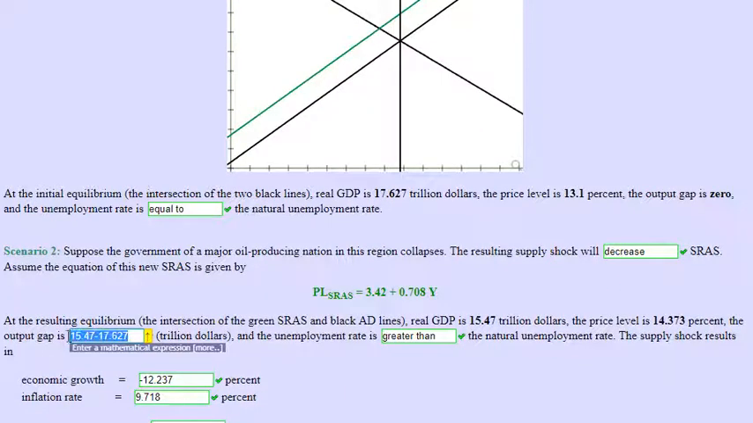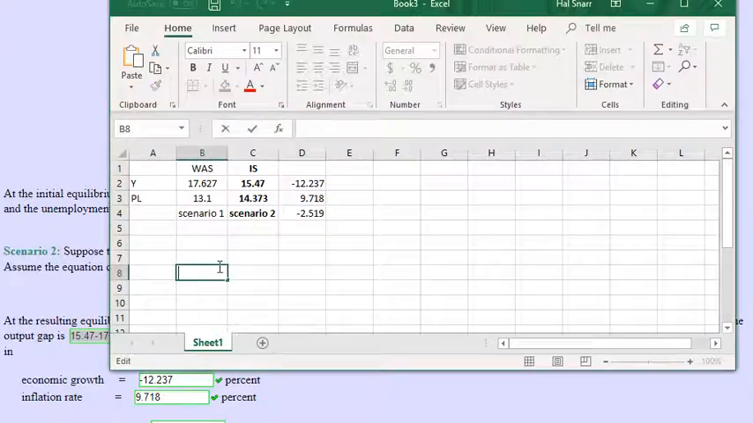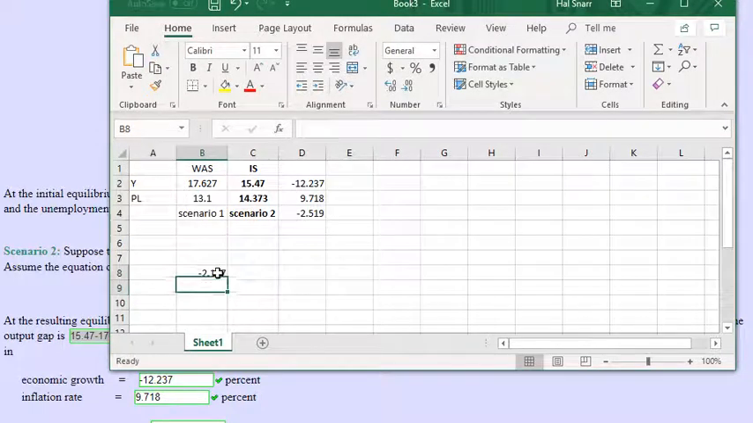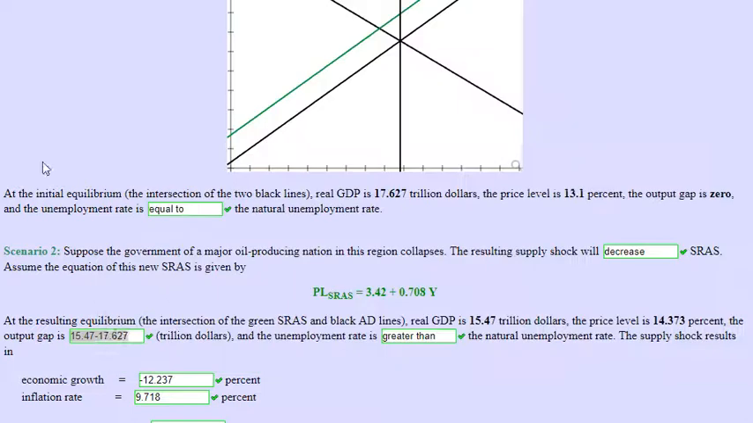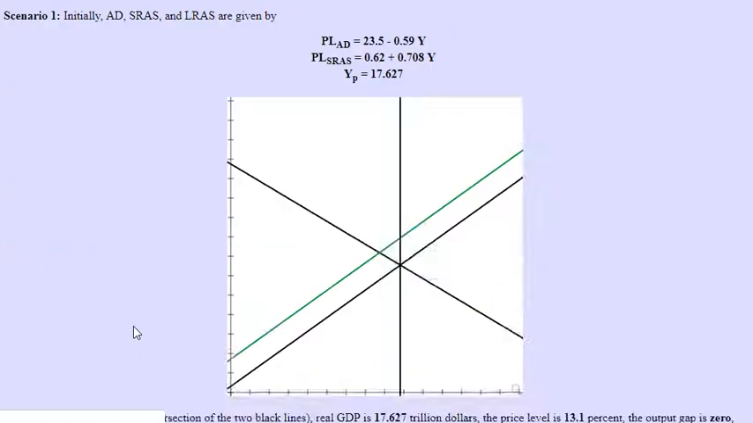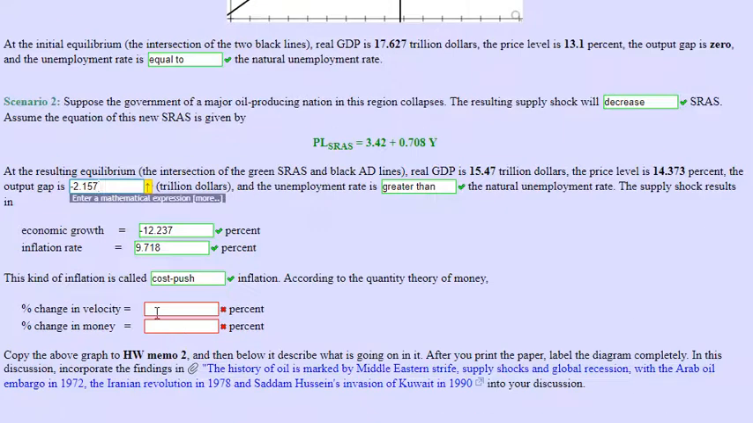Let's go ahead and calculate the actual output gap here. I'll take that over to Excel. So I got what GDP is in scenario one, and I got the potential GDP level. And so the output gap is a negative $2.157 trillion. It's negative, so let's go ahead and hit enter again. So we still got that answer right.